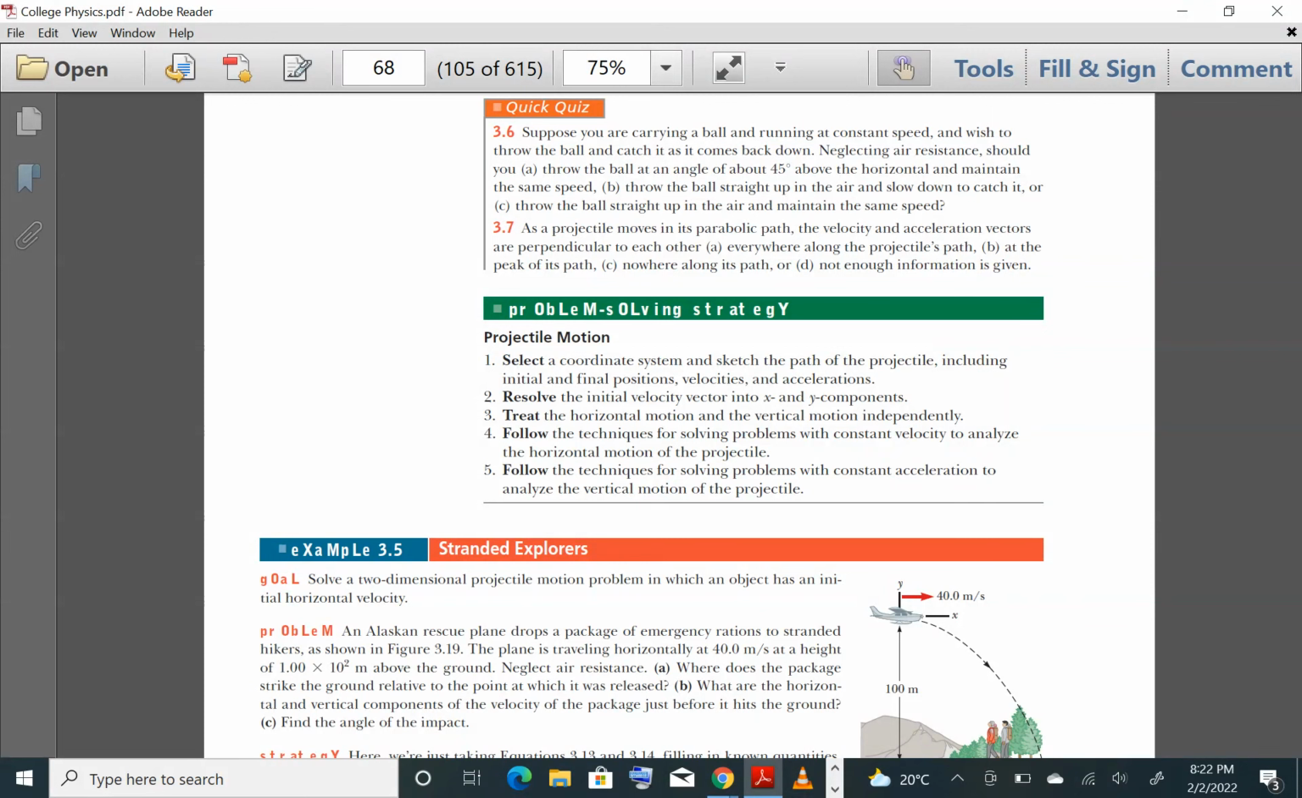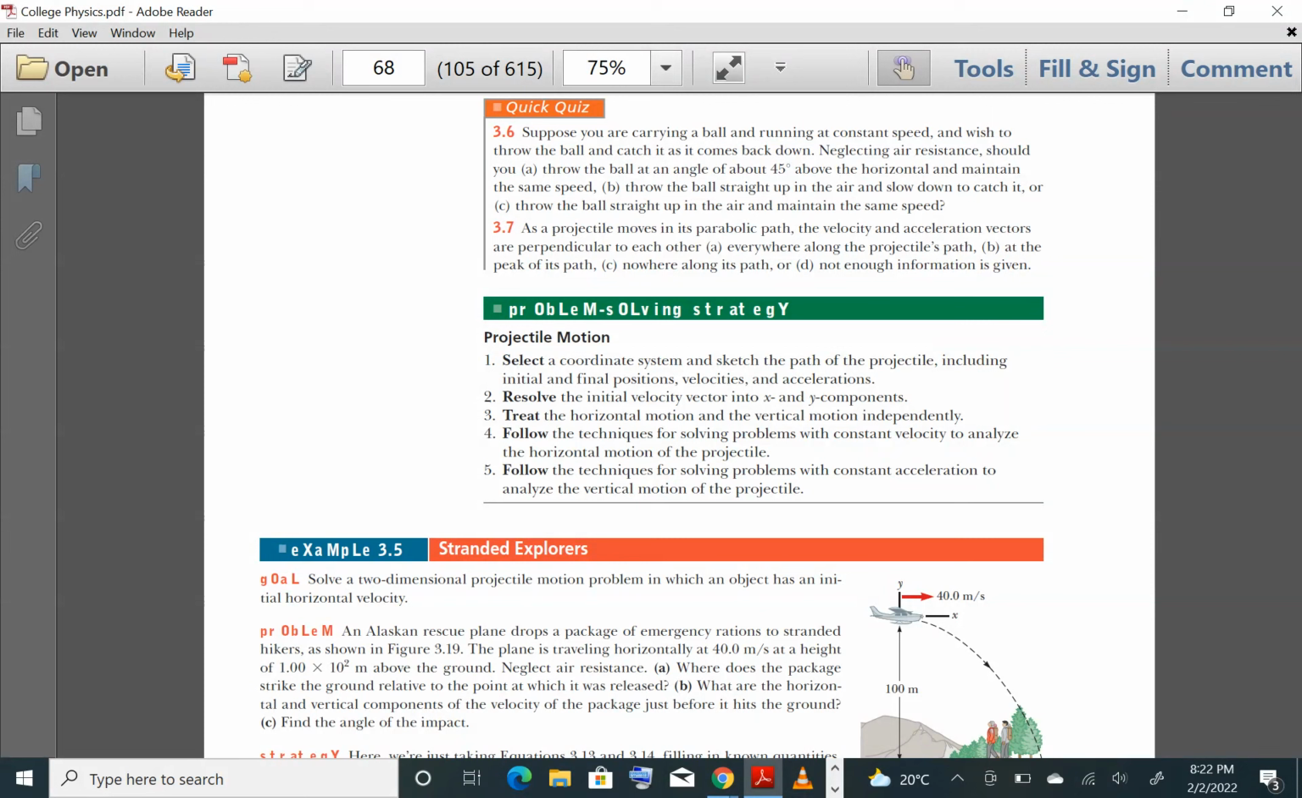Neglect air resistance. So why are they telling us to neglect air resistance? Because it's only when air resistance is neglected that we can hold true to our principle that in the horizontal motion there is no acceleration. Therefore, acceleration is going to be zero and the velocity is going to be constant, right?